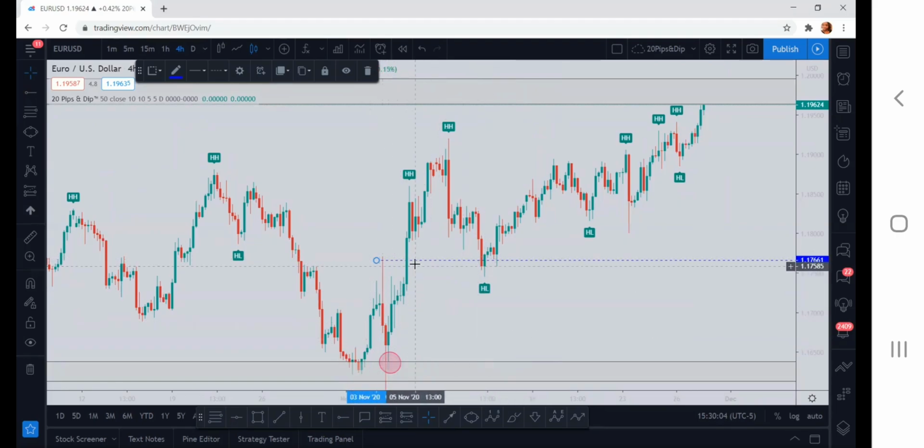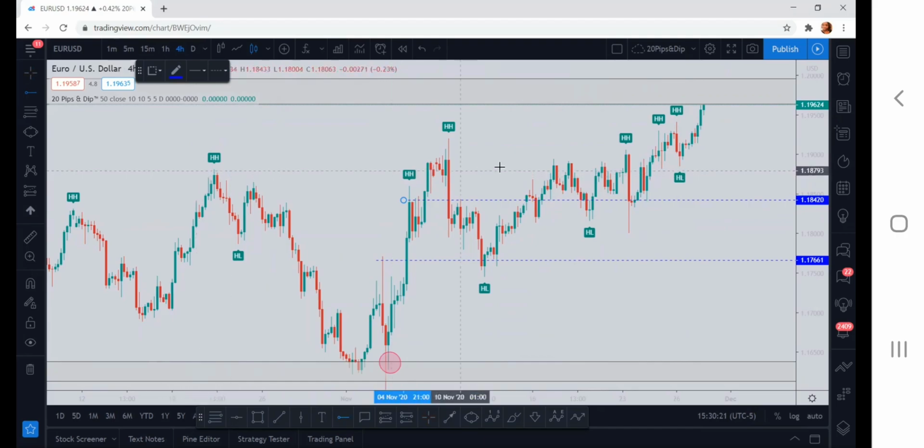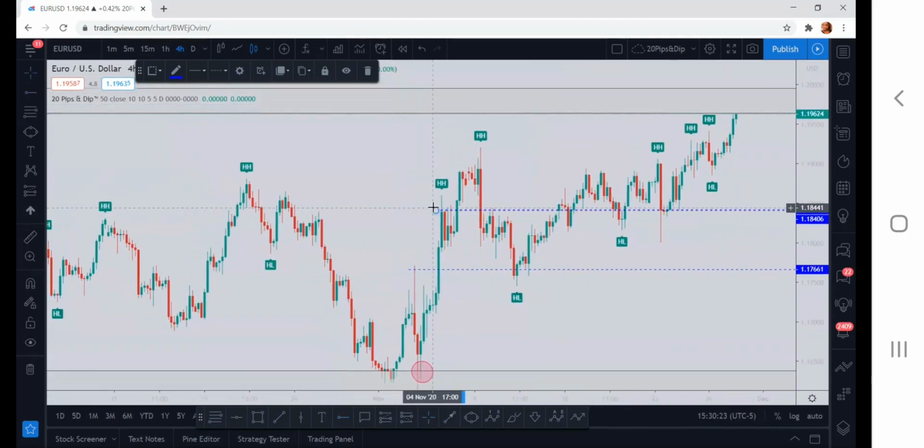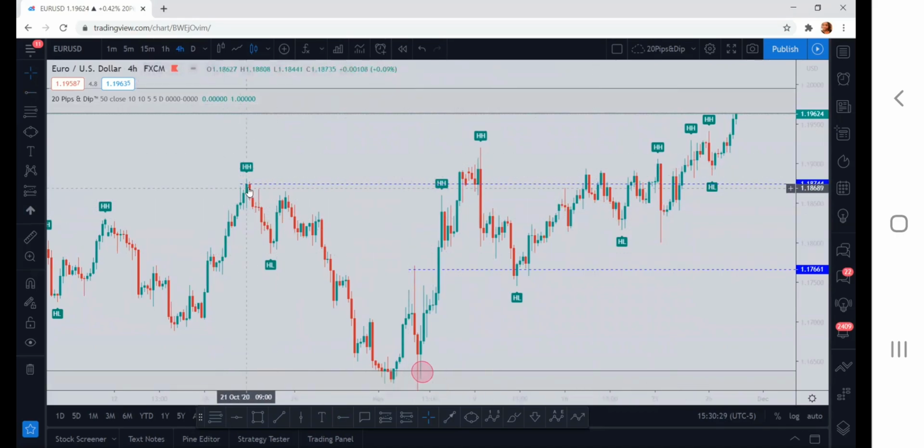Did price come and hit this area? Yes. Let's look at the next one. This area right here. Higher high. Did price come and hit this area? Yes. Let's go back. And then you can even go further back. Previous higher high. Did price come and hit this area?